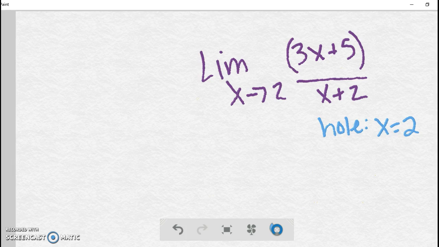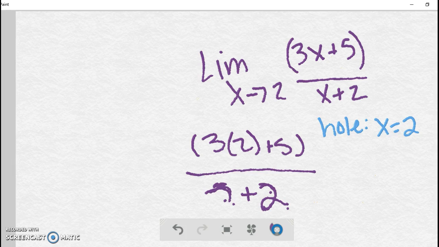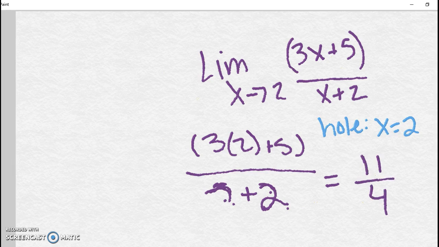So now that we got rid of the hole, we can proceed to solve the problem just like we did the previous one by plugging in 2 every time we see x. So we'll have 3 times 2 plus 5 on the top, and on the bottom we will have 2 plus 2, clearly not 0, it's going to equal 4. So, once you solve that, the answer is 11/4. So, the limit as x approaches 2 is 11/4.